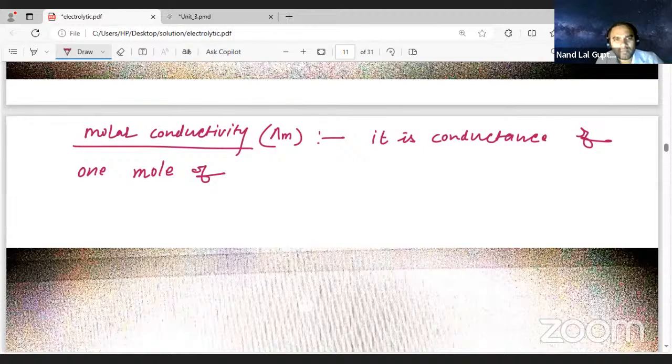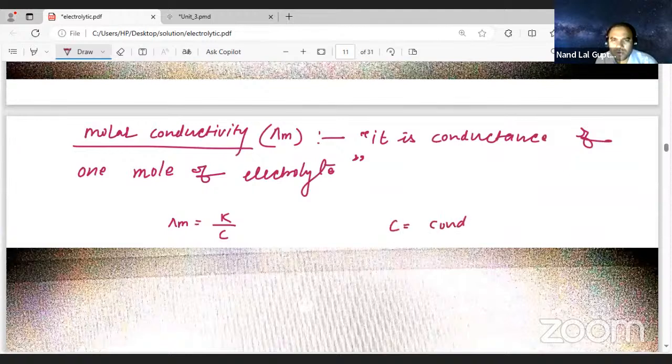Conductance of 1 mole of electrolyte. So this is the conductance of 1 mole of electrolyte. Now, molar conductivity, lambda m, is equal to K by C, where C is concentration. Here, in place of conductance, you can write conductivity also. There is no problem. For 1 mole, both are the same.